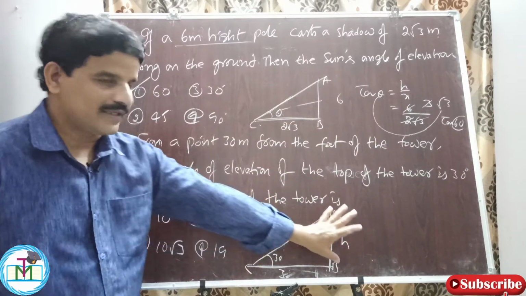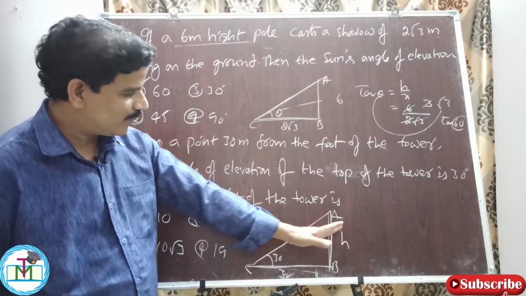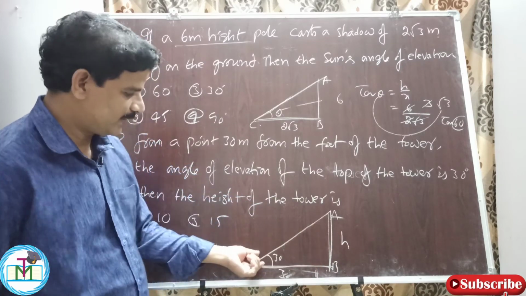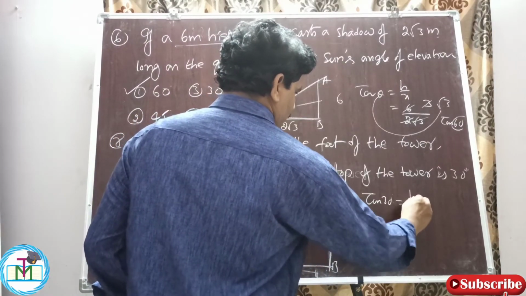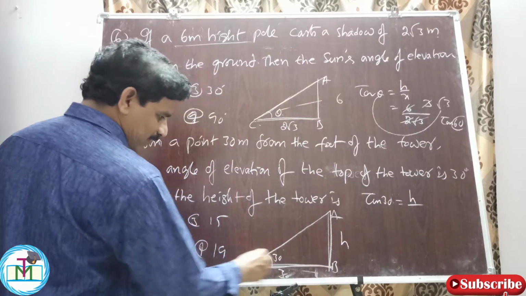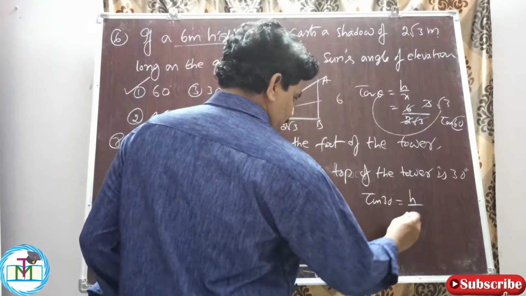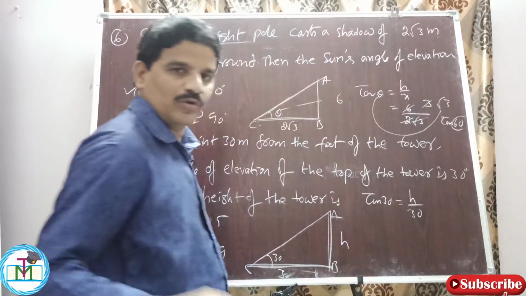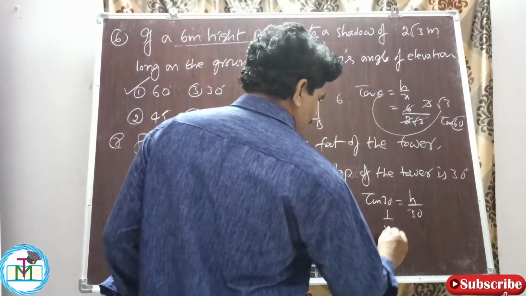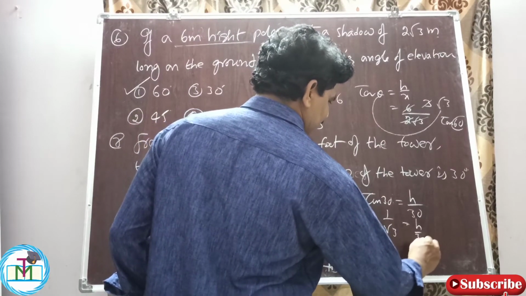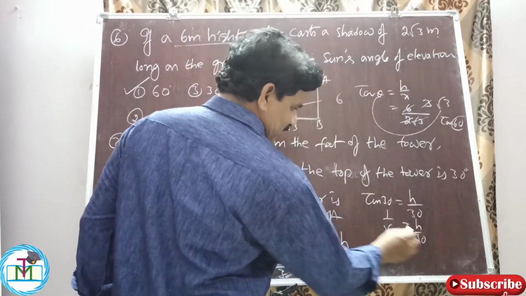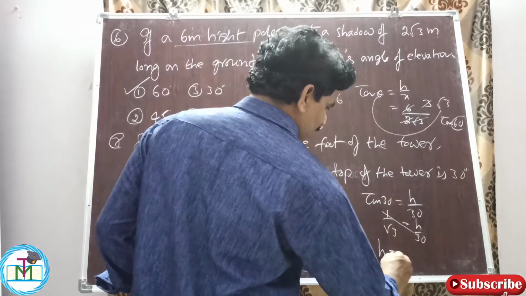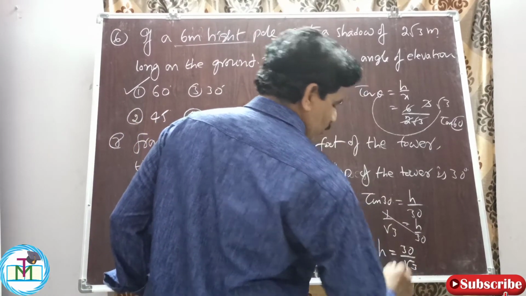He wants the height AB. What is the relation between the opposite side and the adjacent side? Tan theta. Tan theta is equal to the required height by the distance between these two, that is 30. Tan theta is 1 by root 3. 1 by root 3 is equal to h by 30. When I cross multiply this, 30 comes here, 30 by root 3. H is equal to 30 by root 3.